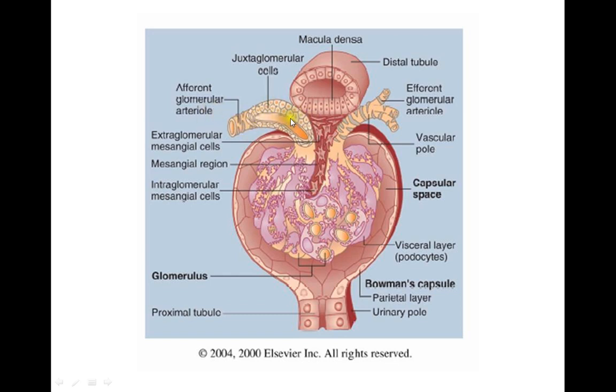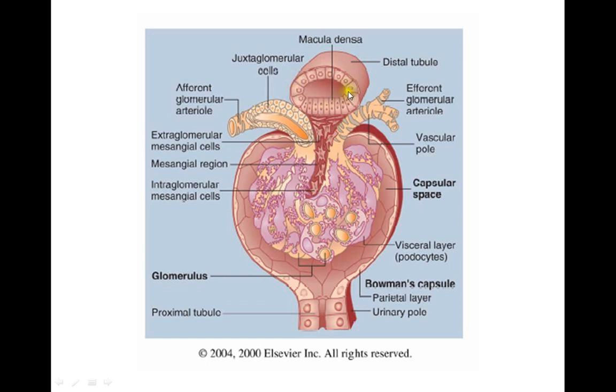These are specialized cells known as juxtaglomerular cells or granular cells. This is efferent arteriole.